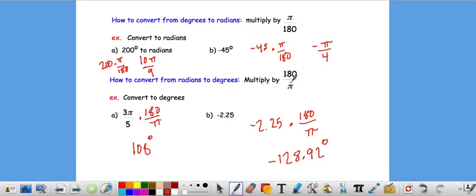When we work more in chapter 13, we're going to get pretty quick at doing some of the more common angles. It's pretty rare to have to do like a negative 128.92 degrees, but that's just showing you that you can do it for anything.